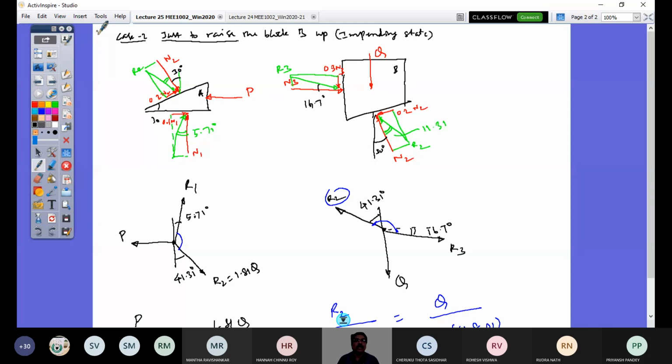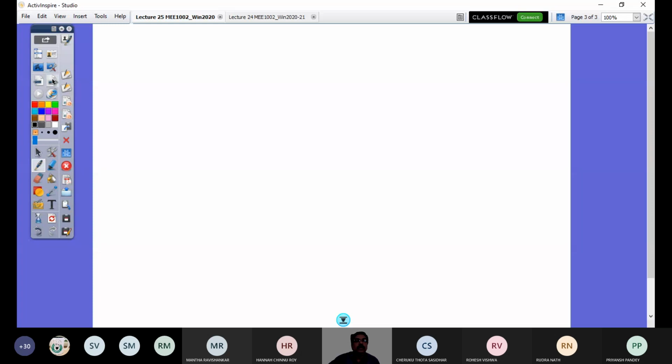So now let us continue with the lecture number. This is lecture number 26, and in the same module, we will do ladder friction. So this is today 5/4/2021, and let us solve the problem on ladder friction.